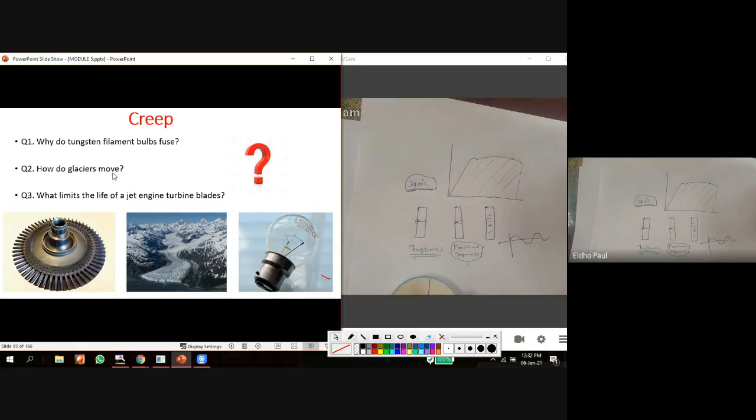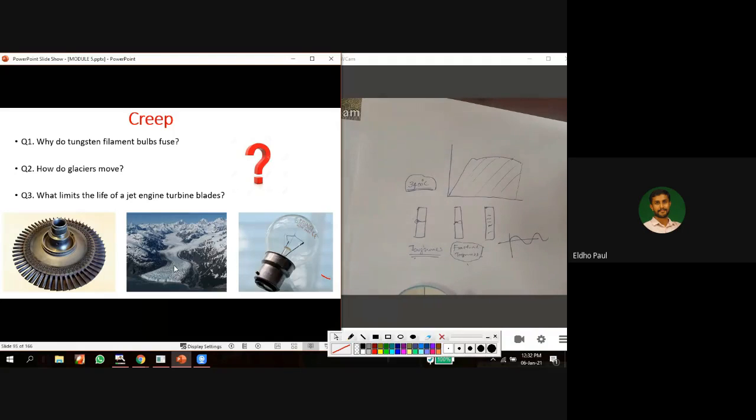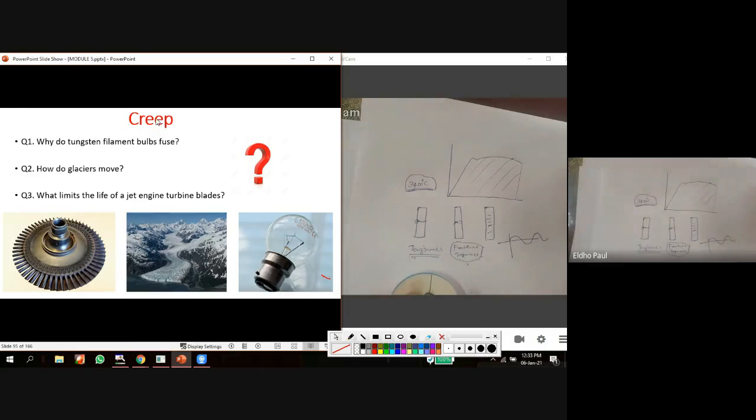And next question, how do the glaciers move? In the Himalayas, we can see the glacier movements. What is the reason for the glacier movement? The answer is creep. Creep failure is the reason for the glacier movement.